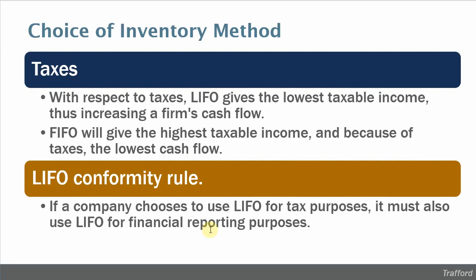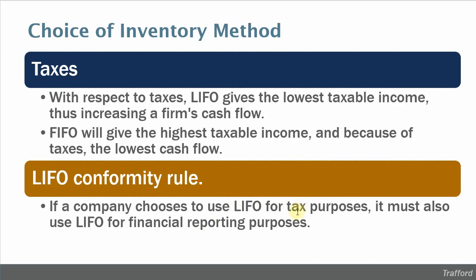So why do companies use LIFO for financial reporting purposes? Generally, it's because they want to use LIFO for tax purposes because they're in an inflationary context. Using LIFO allows them to report the highest possible cost of goods sold, and that results in lower net income and lower taxes. But once a company makes the choice to use LIFO for income taxes, generally accepted accounting principles say they must also use LIFO for financial reporting purposes.